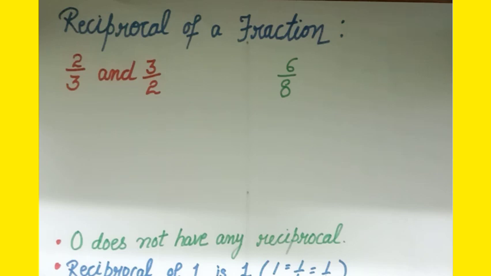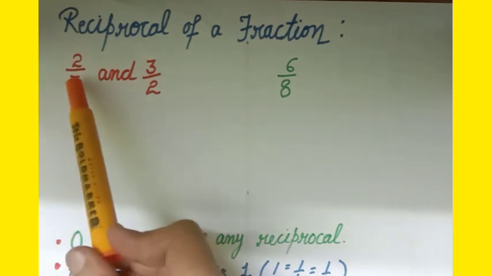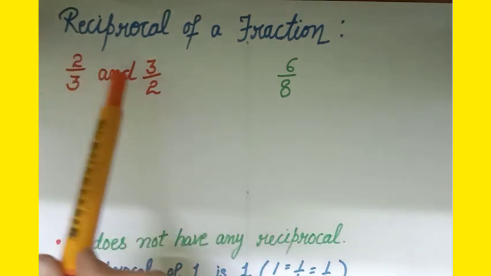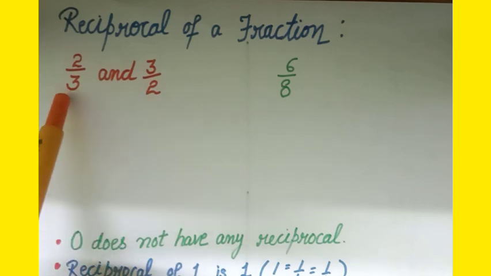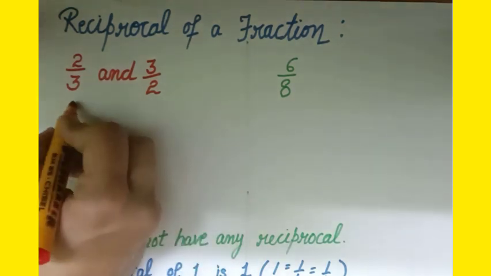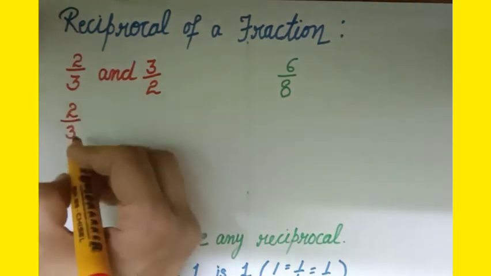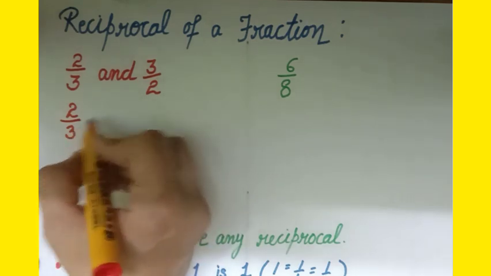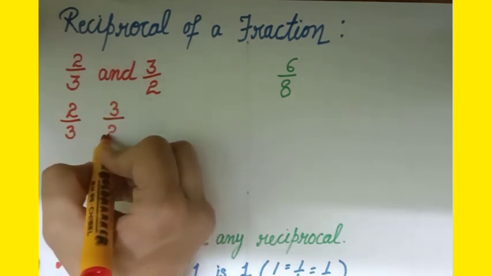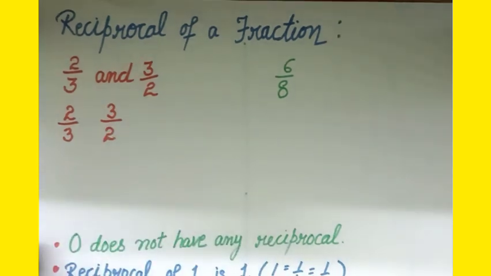We should know what is the meaning of the reciprocal of a fraction. We have two fractions here, 2 by 3 and 3 by 2. Have you noticed one thing here? The numerator of one fraction is the denominator of another fraction, and the denominator of one fraction is the numerator of another fraction. So these two fractions are the reciprocal of each other. So what is the meaning of reciprocal? When the numerator of one fraction becomes the denominator and the denominator becomes the numerator, that is called the reciprocal of a fraction.